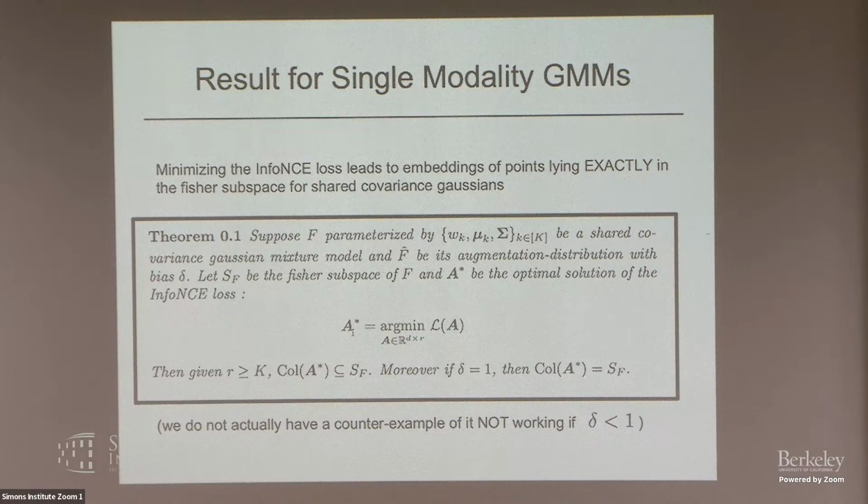Is there a certain requirement for how much data we need to contrastively learn to be able to recover this Fisher subspace? Not in our results. I think we can extend it, but we haven't done that yet. But as I was saying, I think that's the same question as before.